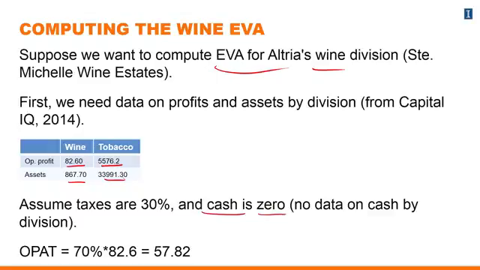Remember that in general you want to deduct cash from your assets to figure out operating assets, okay? We do have OPAT. So all we have to do is to tax your operating profit. If taxes are 30%, then your OPAT should be $57.8 million, okay? So in 2014, the wine division of Altria generates $57.8 million in profit, right? And the question that the CFO is trying to figure out is, is this enough, right? Is this a sufficient profit for the wine division, or should we be looking for more? Does the division have to perform better?